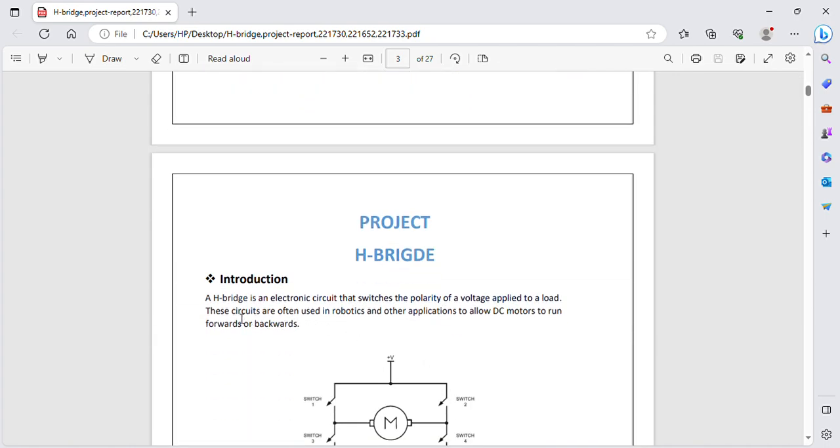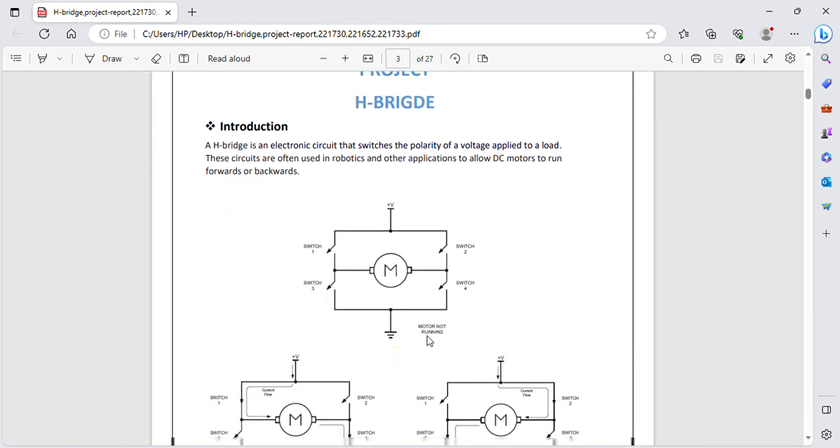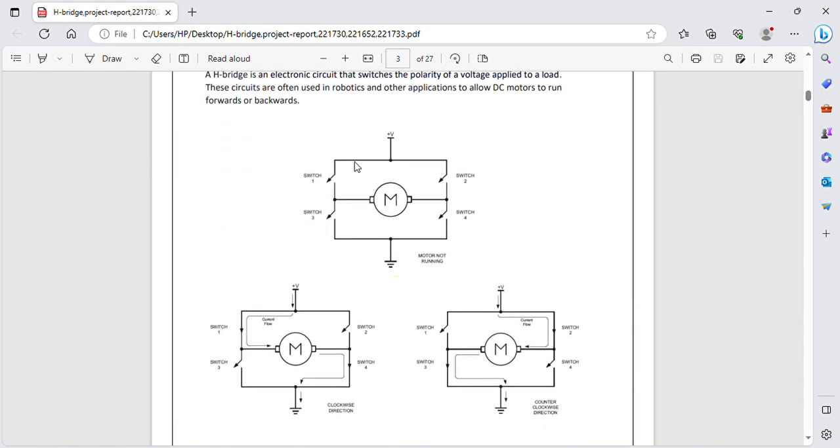Introduction. An H-bridge is an electronic circuit that switches the polarity of a voltage applied to a load. This circuit is often used in robotics and other applications to allow a DC motor to run forward or backward. Here is the most basic diagram of this circuit. By this configuration, it is called an H-bridge.